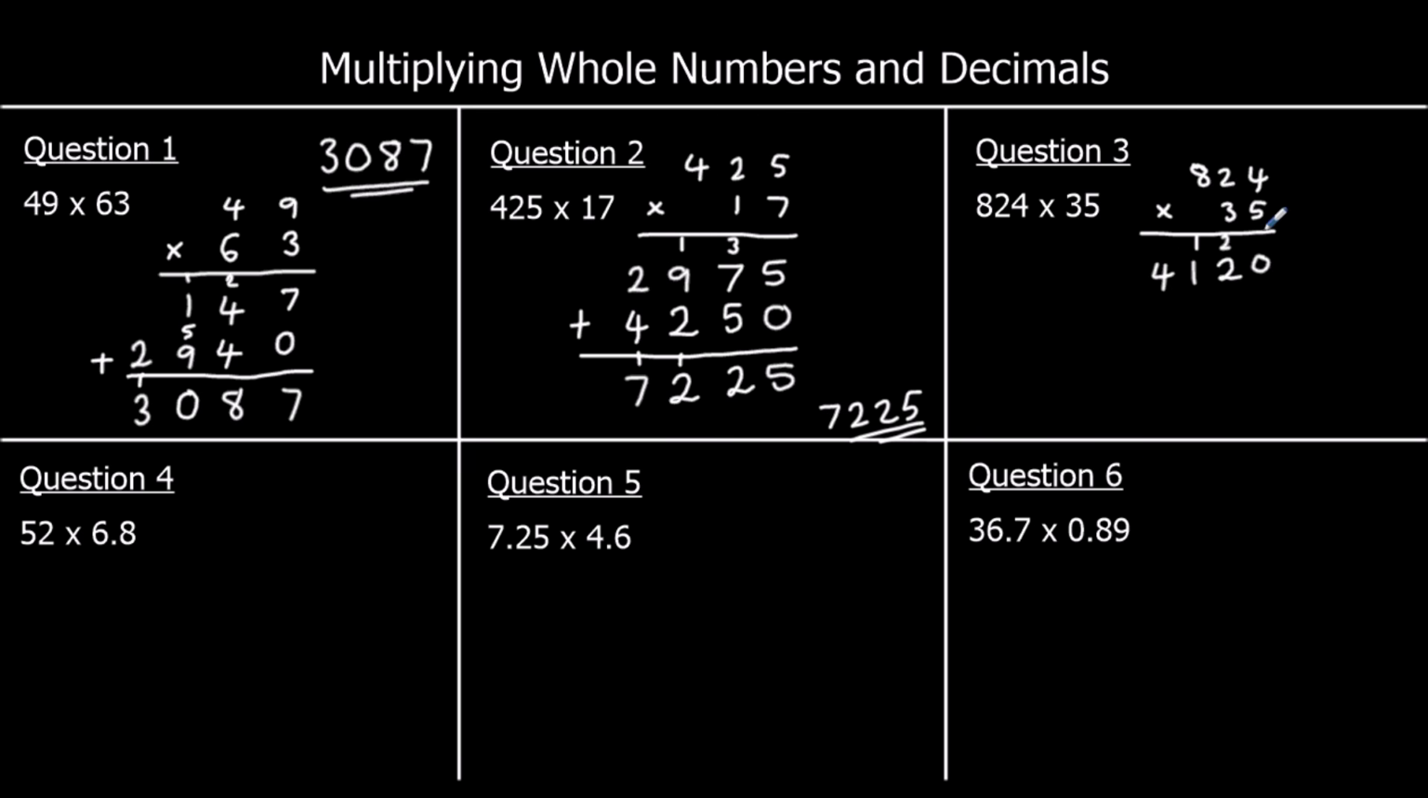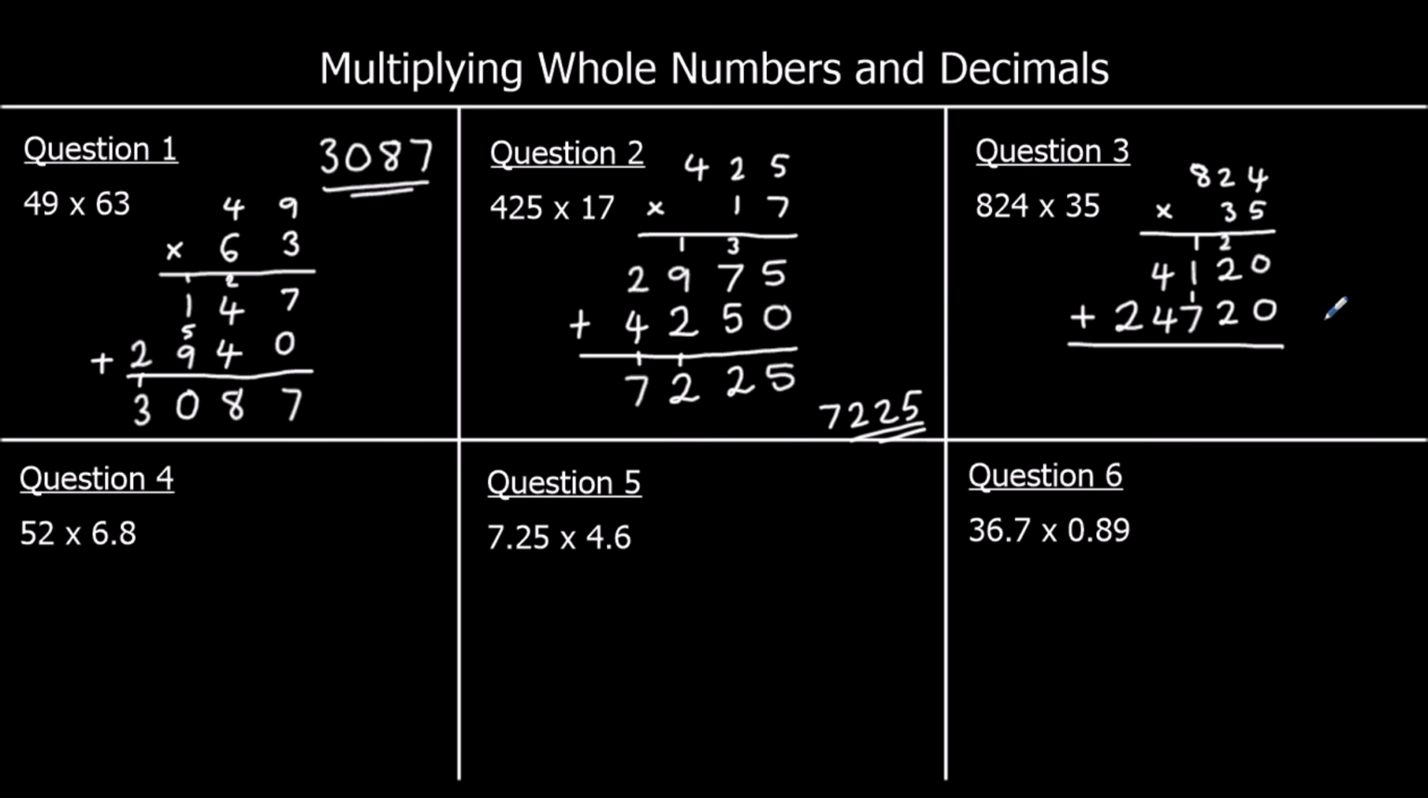Then we're going to multiply by 30. We're going to add a 0 because multiplying by 30 is 10 times bigger than multiplying by 3. So 3 fours are 12. So 2 and carry over the 1. 3 twos are 6, plus the 1 is 7. And 3 eights are 24. So we have 4 in the thousands and 2 in the 10,000s.